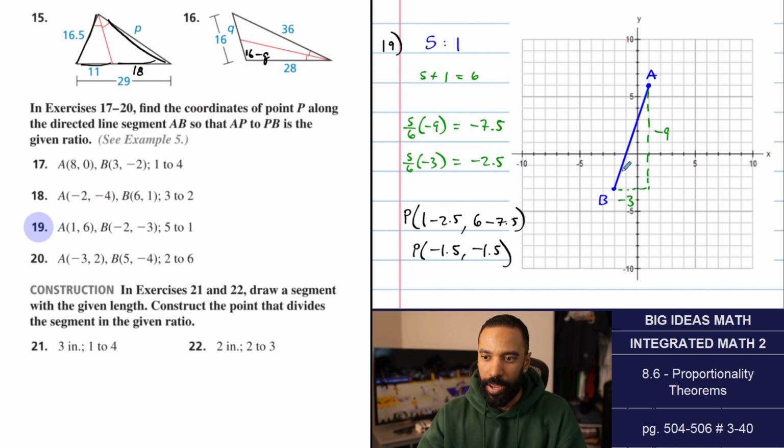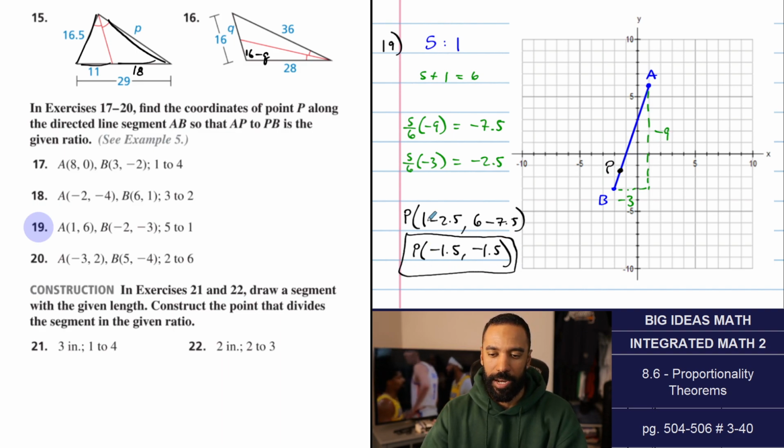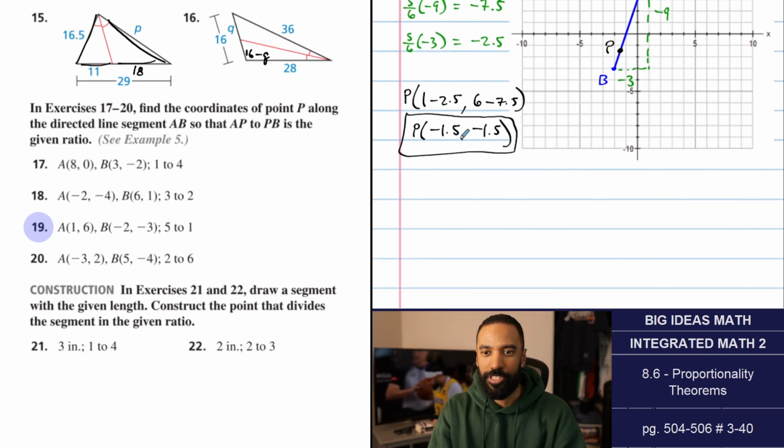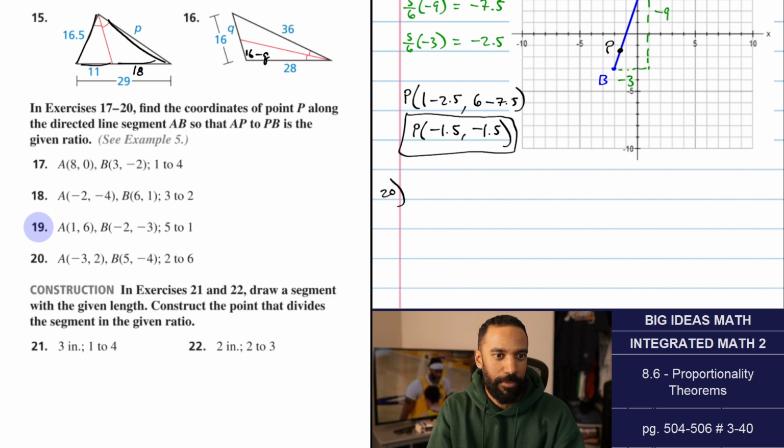So there should be a point right there. That is P. That is 1, 2, 3, 4, 5, 6 of the way to B. And looking good. -1.5, comma, -1.5. And I like that they have decimals here. They allow us to kind of free will that. We'll see if they ever test that even more.